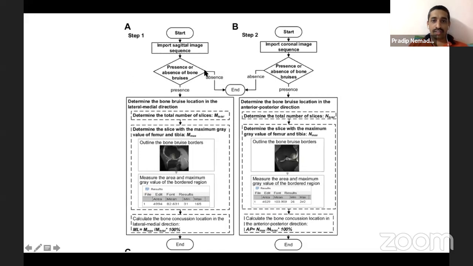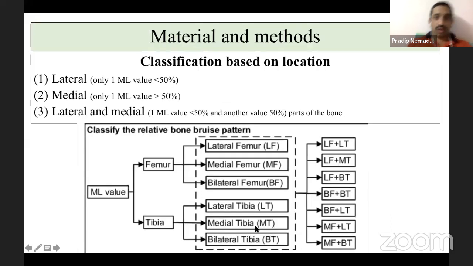So they start with whether the patient has no bone bruise, and they will put it into the no bone bruise group. If they have the presence of a bone bruise, they will determine the mediolateral and anteroposterior position of that, and then accordingly this ML and AP value was calculated. Now coming to the classification. The bone bruise would be on the femur or tibia. On the femur, they would be either lateral femur, medial femur, or both, like a bicondylar pattern. Similarly, on the tibia it can be lateral tibial condyle, medial tibial condyle, or bicondylar tibial condyle. Based on permutation and combination of these, we have 6 different patterns of bone bruise classification.